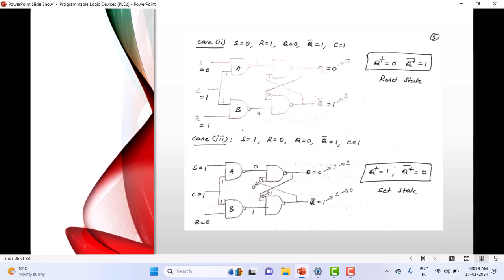Look at the next one, case 3. Case 3 is now, I am making S1 R0. This assumption remains the same for all the cases. C remains 1 for all the cases except the last one. Now just analyze this, what happens? S1 R0, C remains 1, 1 and 1, 0, 1 and 0 is 1.